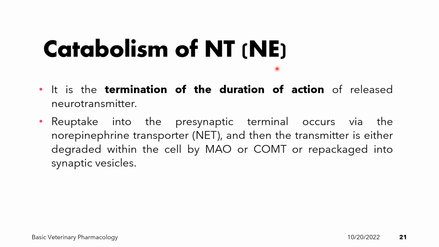In the case of norepinephrine, again the neurotransmitter at the postganglionic neuron of the sympathetic nervous system, some of the norepinephrine in the synapse will undergo reuptake into the presynaptic terminal via the NET, or the norepinephrine transporter. And then the transmitter is either degraded within the cell by the enzyme MAO, monoamine oxidase, or COMT, catechol O-methyltransferase, or repackaged into the synaptic vesicles.